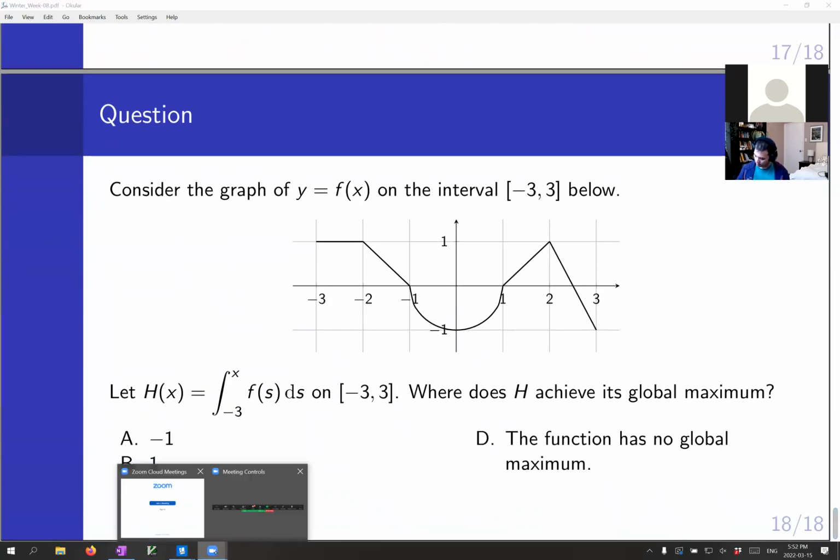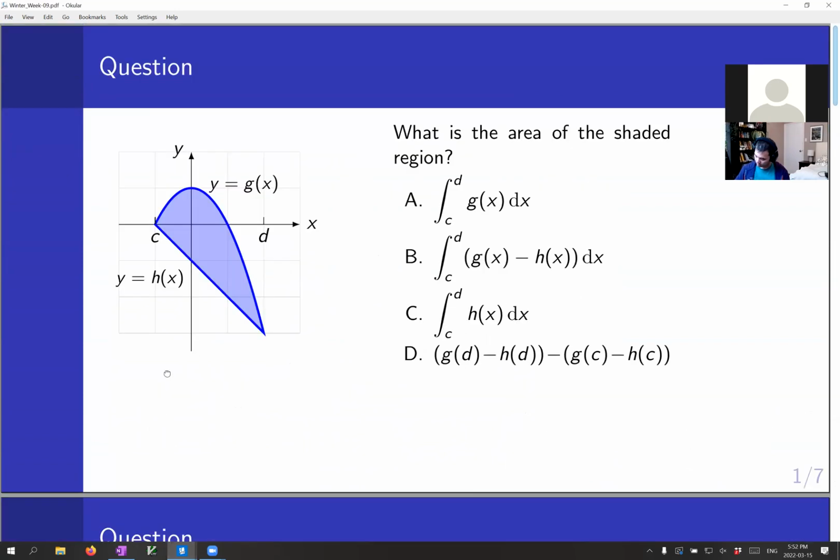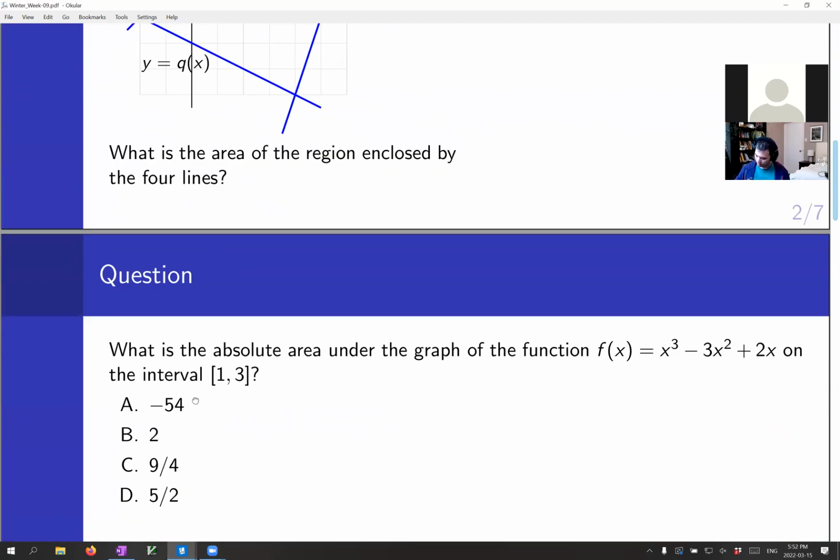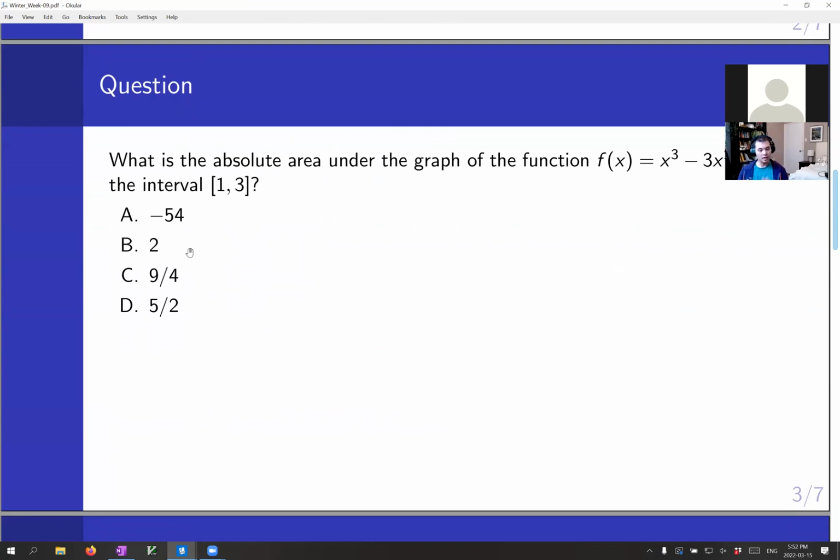Wait, no, this is the wrong one. No, I don't want to do that one. Let's do this one. Straight out computation.